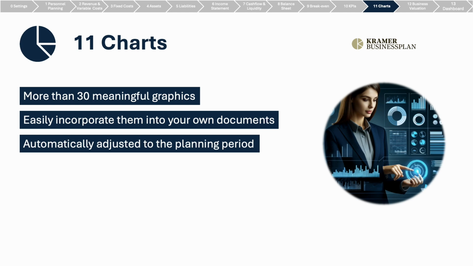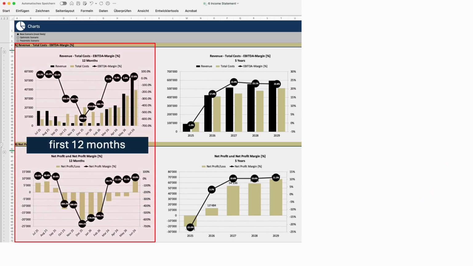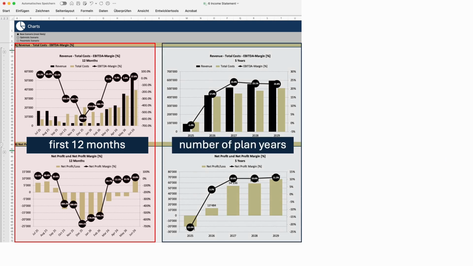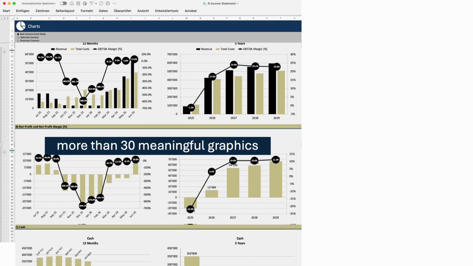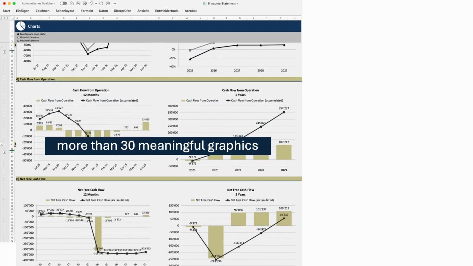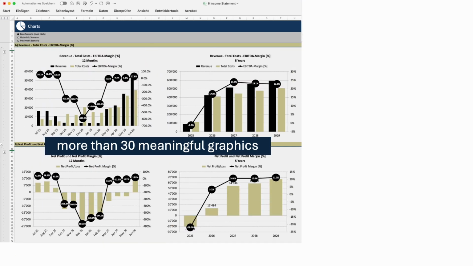All results of your previously collected data are presented in more than 30 graphics. You can easily copy these into your own documents. In the tool, the data is displayed on a monthly basis for the first 12 months from your selected start month on the left, while an annual overview of the data is presented on the right. There are more than 30 meaningful graphics available to you, the colors of which you can also adapt to your own corporate design.